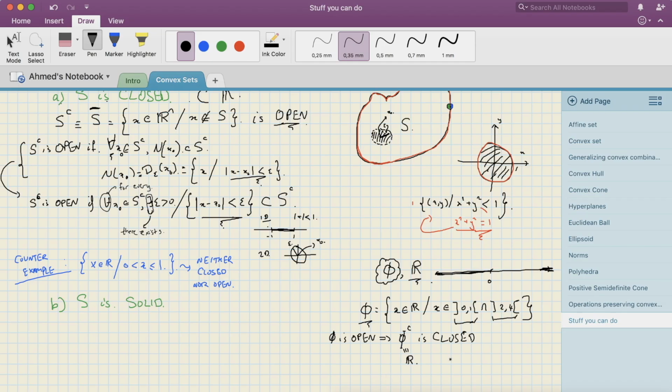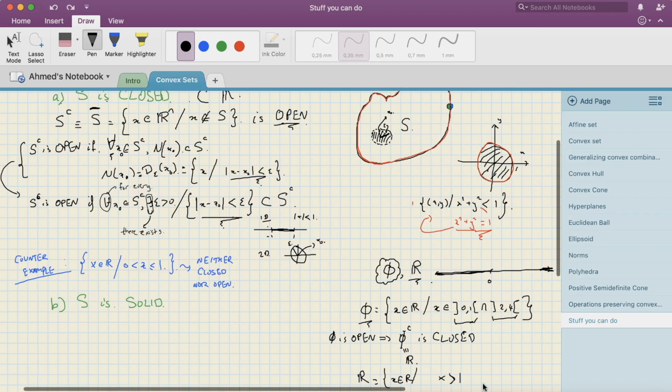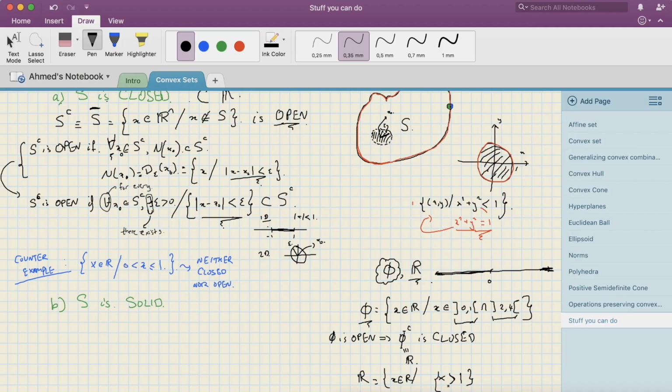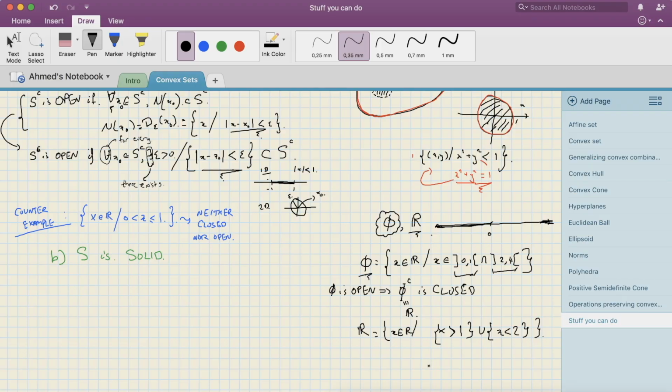Now, how do you prove phi is closed and R is open, so that you prove that both phi and R are both closed and open? Well, you define R as the union of two open sets, right? So the way you can define this is as follows. It's all x's such that x is in the union of (1, infinity) and (minus infinity, 2). We could define R as follows.